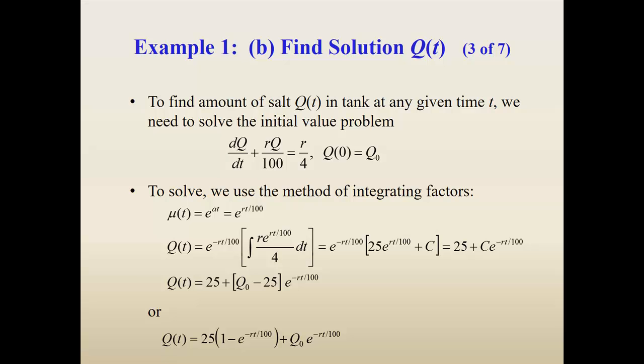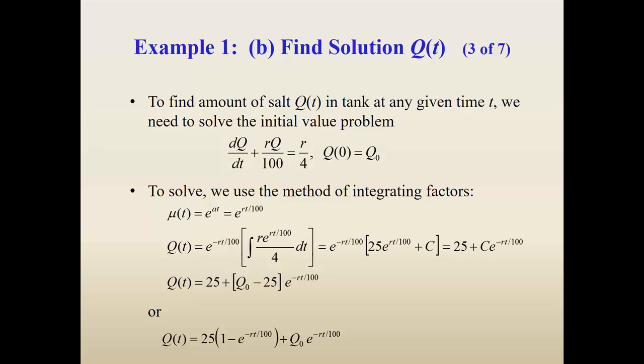So move the RQ over 100 over, and notice we can use the method of integrating factors. Now, these slides are using the technique from the book with just the definition. I don't particularly like it, but sure, why not? So we solve for mu. Well, the P of t term is R over 100. So our mu function is going to be e to the RT over 100. Plugging that into the formula, where R over 4 is the forcing term, I'm going to get e to the negative RT over 100 times the integral of R over 4 times e to the RT over 100, plus c.